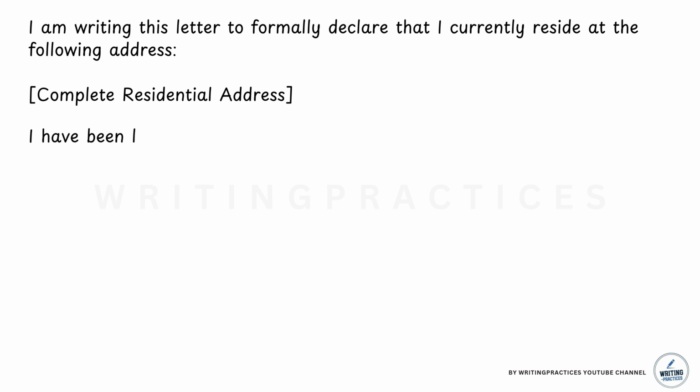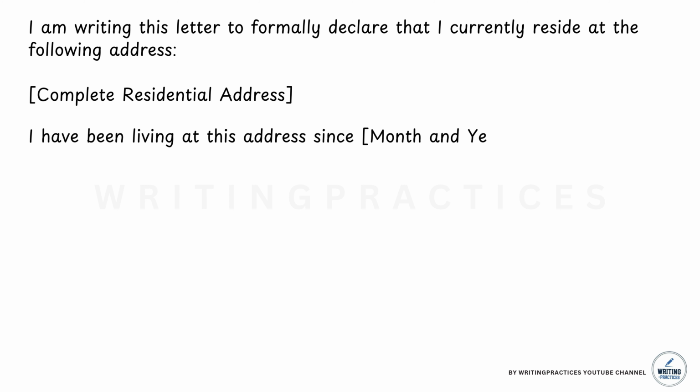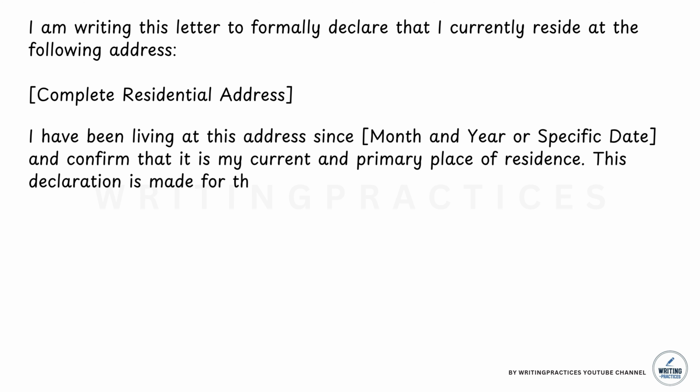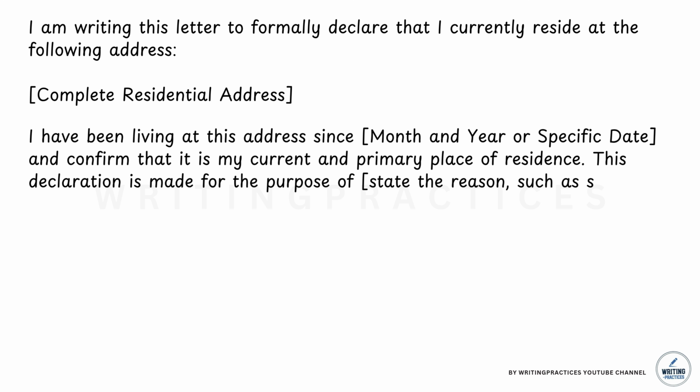Residency confirmation paragraph. Next, confirm how long you have lived at the address and explain why you are making the declaration. For example, I have been living at this address since March 2023 and confirm that it is my current and primary place of residence. This declaration is made for the purpose of verifying my residency for enrollment at Westbrook Community College.